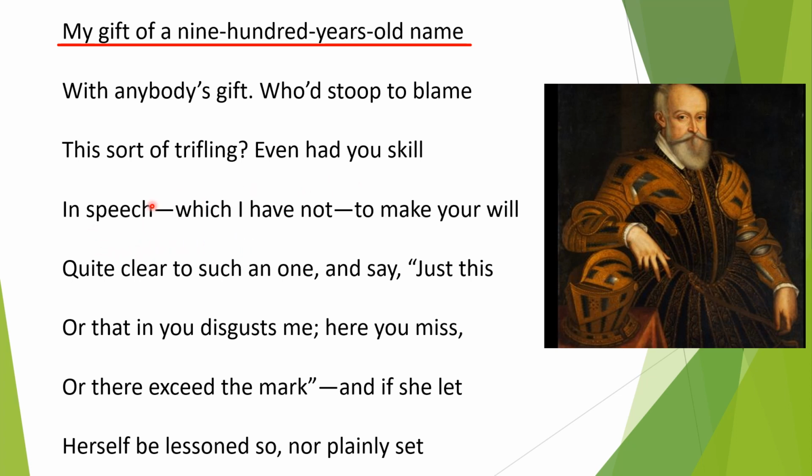So even if you had the skill in speech, in whatever fine manner you want to express this, of course I don't have that kind of speech to make your will quite clear to such an one, to that lady. You can make it clear and say, just this or that in you disgusts me, irritates me. Here you miss or there exceed the mark. Actually, you could tell all these things. "And if she let herself be lessened so," even if she agrees, how do you think she learns?